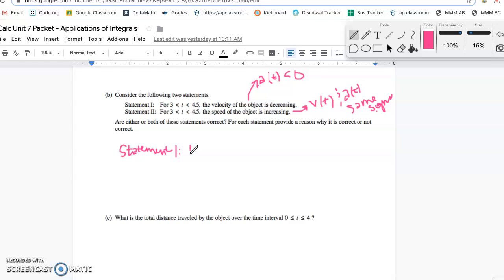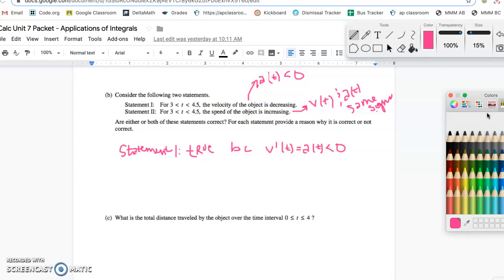We say that this is true, and our reason is because v prime of t, and you don't have to say equal to a of t, but you're always welcome to say the derivative of velocity, which is equal to the acceleration, so a of t, is less than 0. So that's why we know that's true.